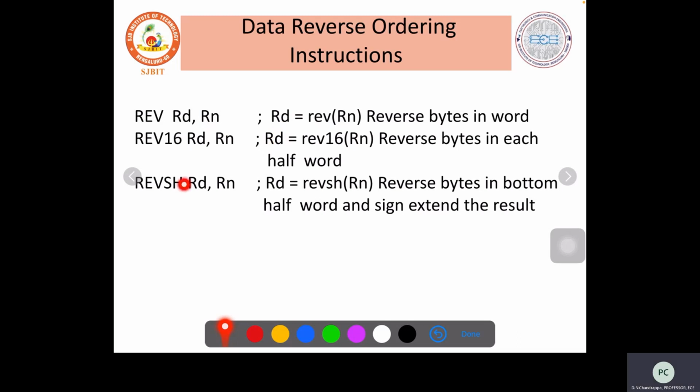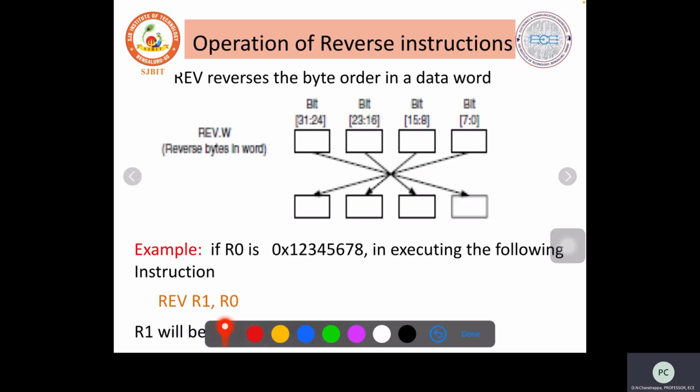Similarly, an almost similar instruction, REVSH, destination register and source register. Here the content of RN, the lower half word of data, is reversed and sign extended to the MSB. That result is stored in the destination register RD. Now I will take some suitable examples with all these instructions.